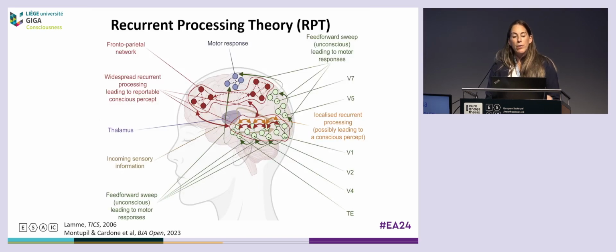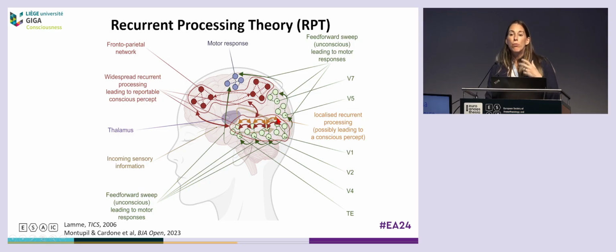Then the third theory that I would like to present is the recurrent processing theory. This is from Victor Lamme, and it comes more from the visual perception research field. So in this sense, you have, again, incoming visual stimuli that will activate visual brain areas, V1, V2, V4, TE. And this will allow information about the location or the shape of the visual stimuli, but it's not enough to be conscious. To start to be considered as conscious, you have to have this localized recurrent processing, as you can see here in orange, and that will allow possibly a conscious percept.